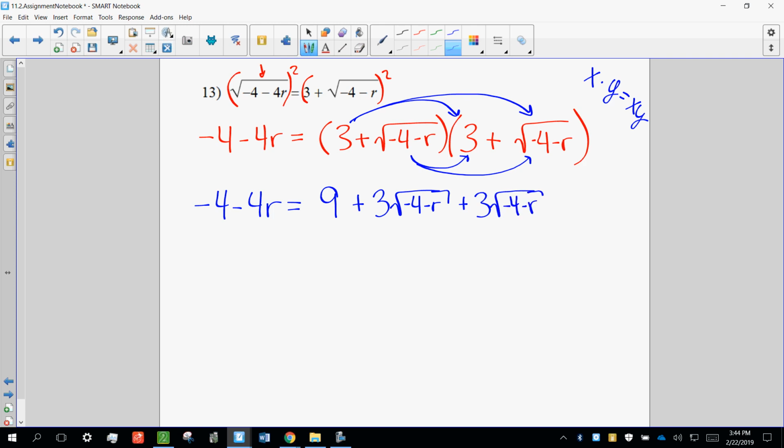So we've done 3 times 3. We did 3 times the square root of negative 4 minus r. Now we're doing the square root of negative 4 minus r times 3 again. That's here. And then we have the square root of negative 4 minus r times the square root of negative 4 minus r. If what's underneath the square root is the same, when we multiply those, the square roots cancel out, or the power becomes 1 instead of 1/2, and all we're left with is negative 4 minus r.